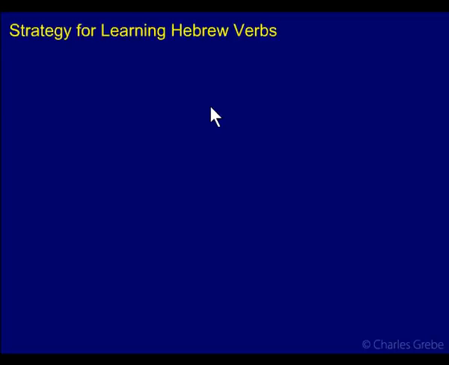Strategy for learning Hebrew verbs. Okay, I want to talk about how to learn these Hebrew verbs, or at least my suggestion of a strategy. If you turn to page 544, which is where we were looking at the last module, you'll see the strong verbs. The strong verbs are the forms that are covered in Ross chapter 26 to 31.